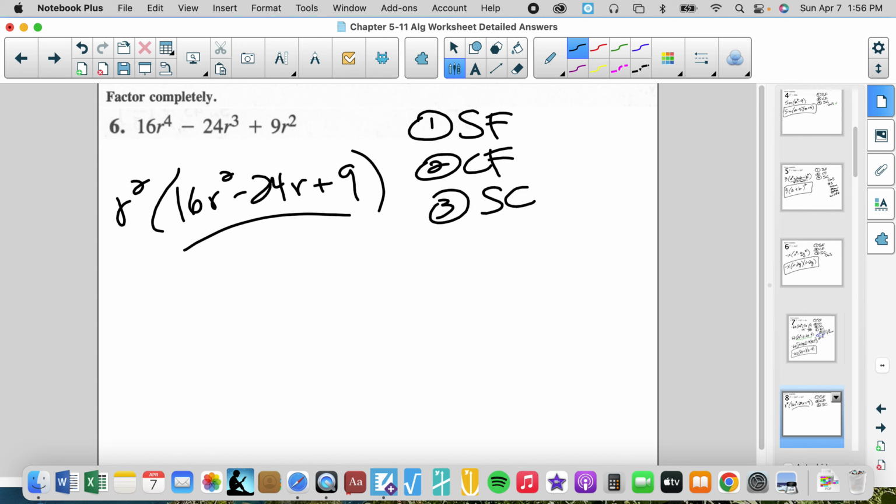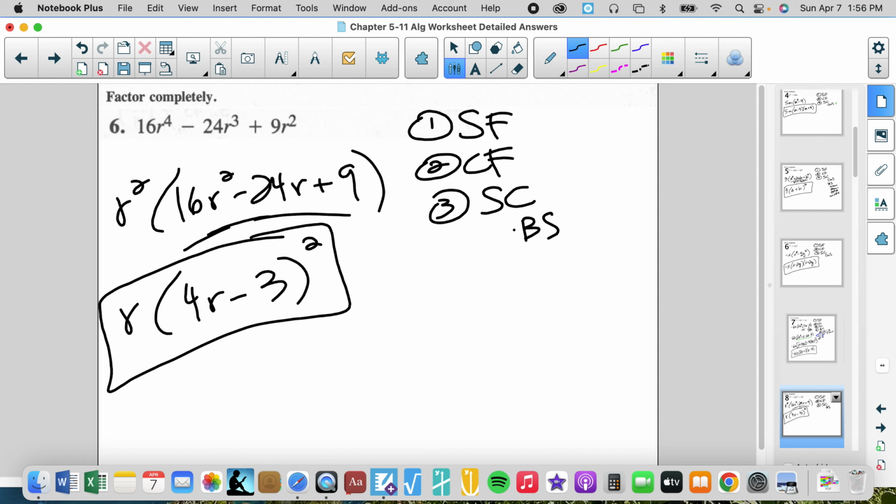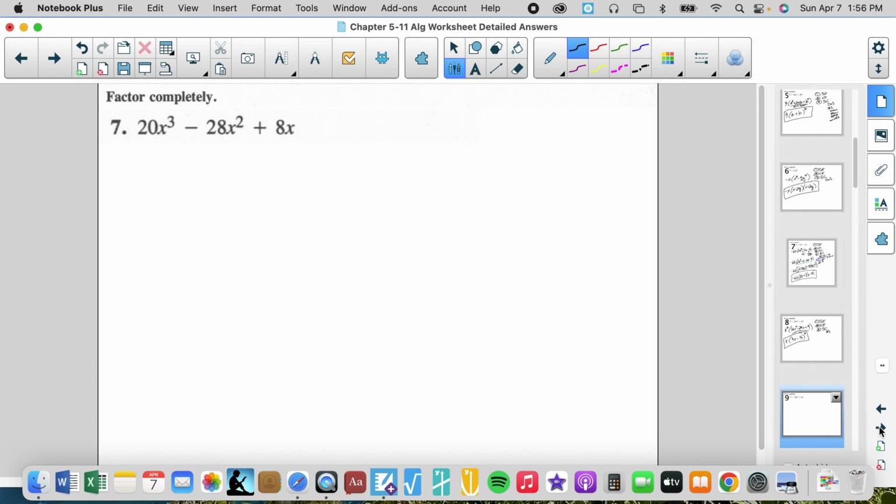And now we see that this is a binomial square. Can you see that? Special case, that's a binomial square. First and third are perfect squares. And we're going to see that the square root of 16r squared is 4r. We're going to bring down that sign. Square root of 9 is 3. And does 4r times -3 is -12r doubled makes -24r. So that's how I kind of knew that that was going to be. So that would be our answer. That's a good one. I always say that.